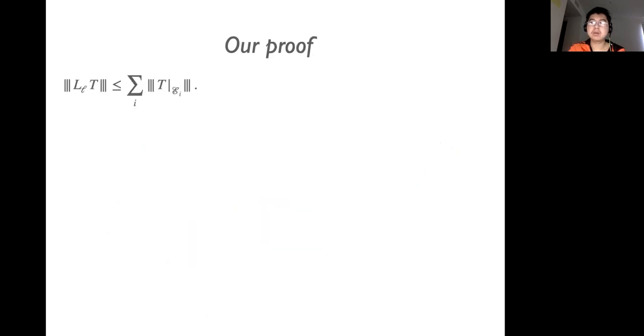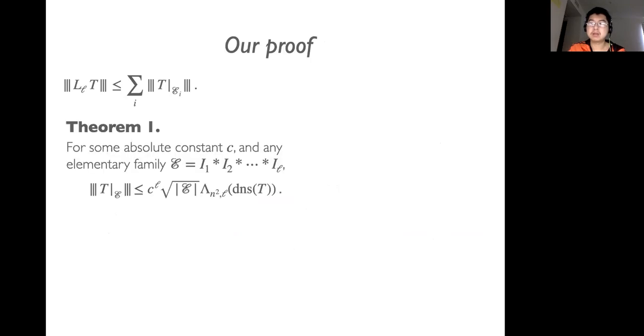In our paper, we prove the following two theorems. First, we prove that the contribution to the Fourier weight restricted to any elementary family is proportional to the square root of the size of this elementary family. In particular, the contribution for any restriction is bounded by C to the L times the square root of the size of the elementary family times the lambda function on the density of the tree. This reflects the bound in our main theorem.